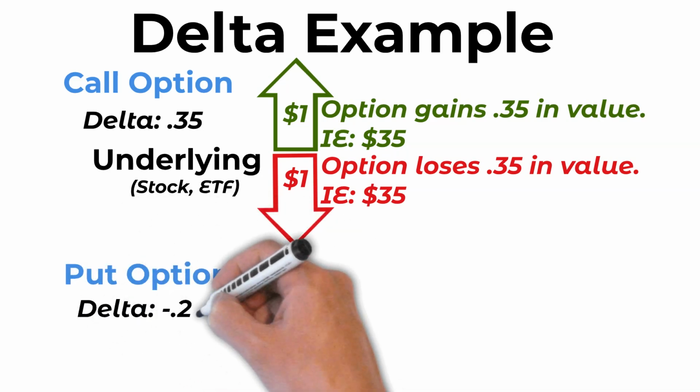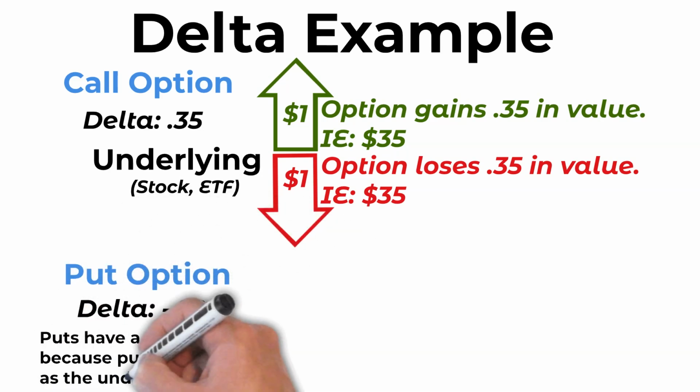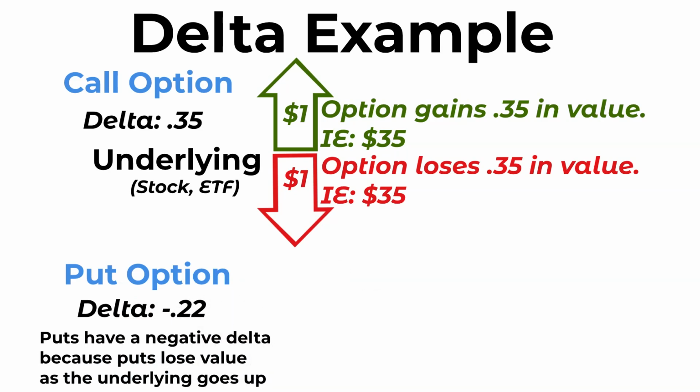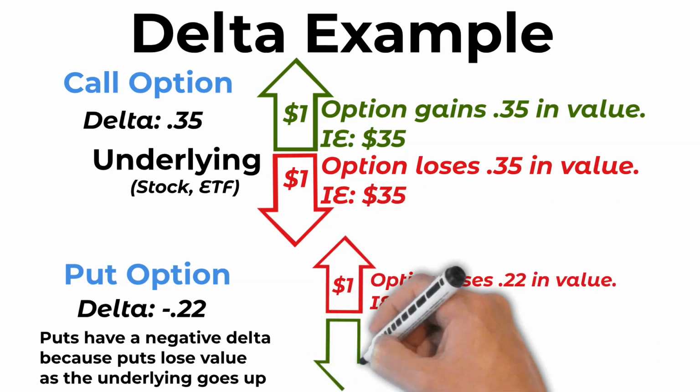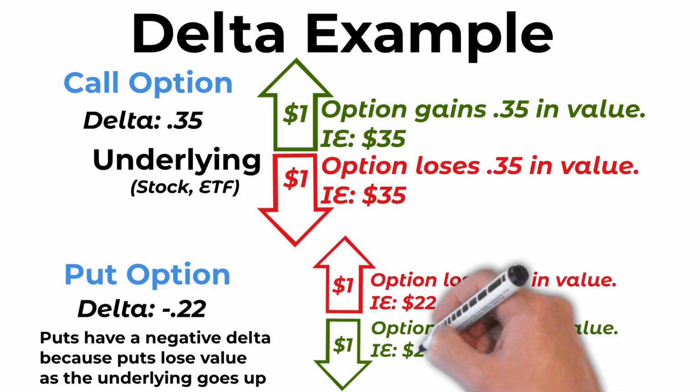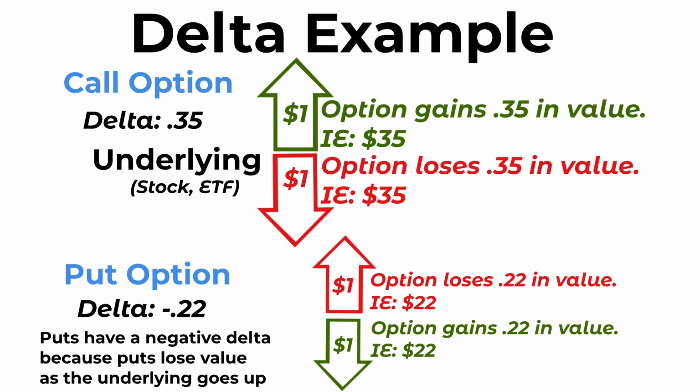Puts have a negative delta because your option will lose value if the price of the underlying goes up. So if you have a put with a delta of negative 0.22, your option will lose 22 cents if your underlying goes up $1 or gain 22 cents if your option goes down by $1.